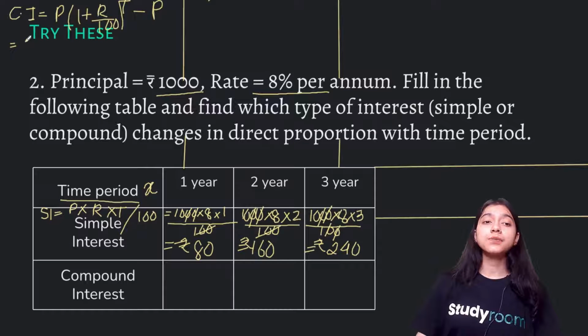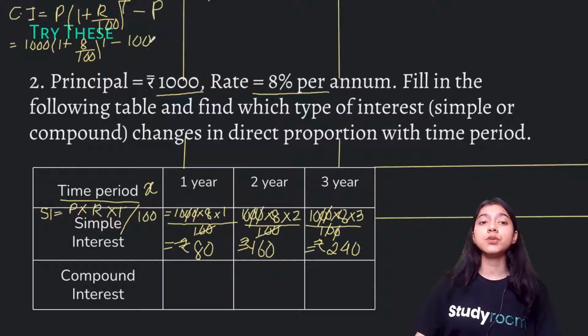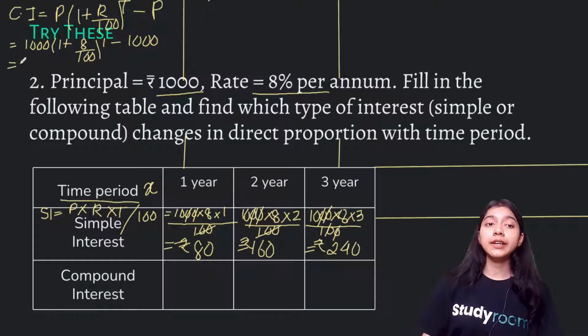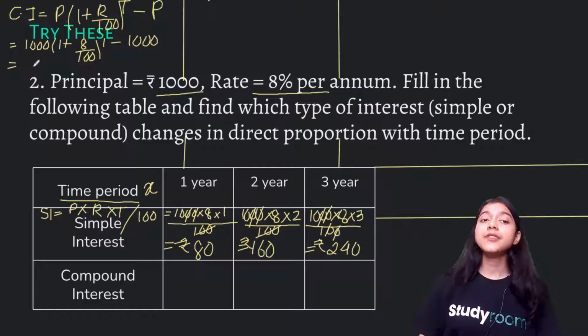So in the first case, principal will be 1000 and then we have 1 plus the rate of interest, which is 8 and is a constant in all the three cases, 8 by 100. The time period in this case is 1, minus again principal, which is equal to 1000. So now we have to calculate it. Just observe over here: within the bracket we have 1 plus 8 by 100. When we take 100 as the LCM, we get 108, that is 100 plus 8, divided by 100. So we will be left with 1000 multiplied with 108 divided by 100 minus 1000.